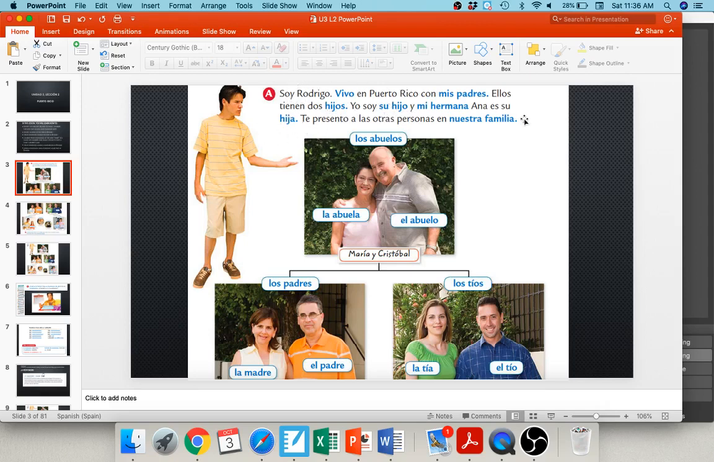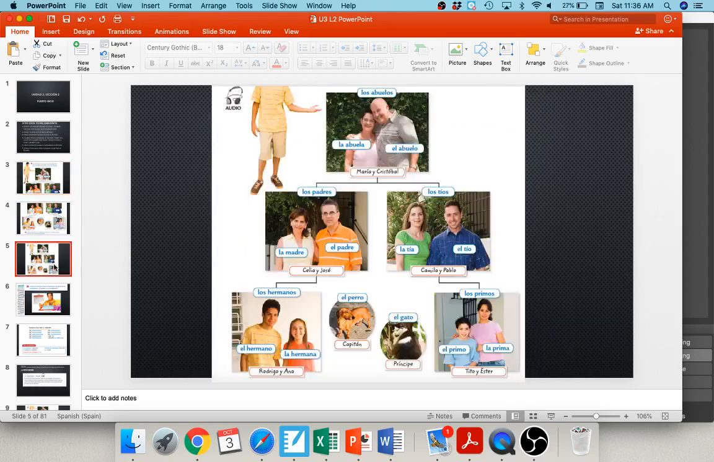So, hello, I'm Rodrigo. I live in Puerto Rico with my parents. They have two children. I am their son, and my sister Ana is their daughter. Te presento a las otras personas en nuestra familia. Let me introduce you to the other people in our family. So as you look here, you're going to see a family tree. We're going to be talking about this family tree as we go along.